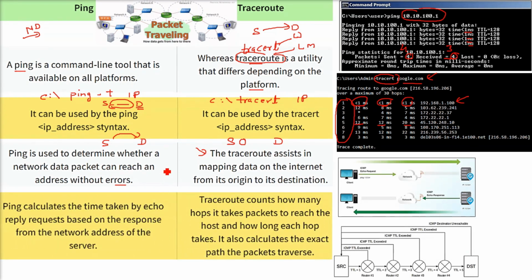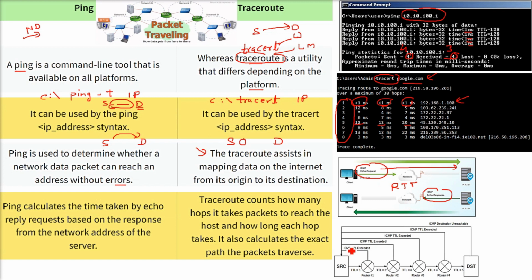Ping calculates the time taken by the echo reply request based on the response from the network address of the server. So in ping, we send an ICMP (Internet Control Message Protocol) echo request. It goes to the server. Now the server sends back the ICMP echo response, and from here you get the round trip time. This is how ICMP is used in the background of ping.